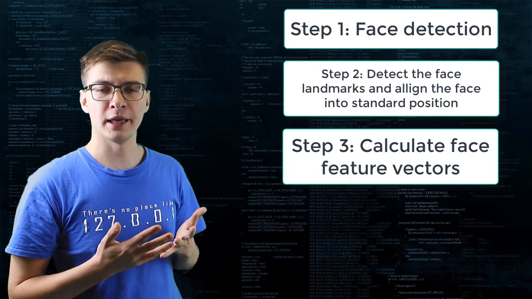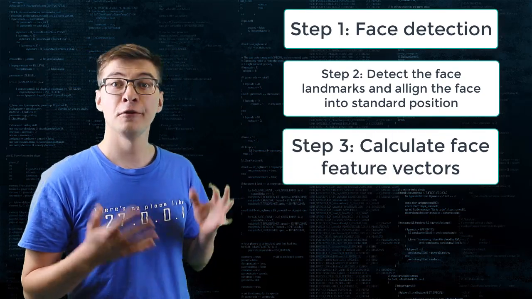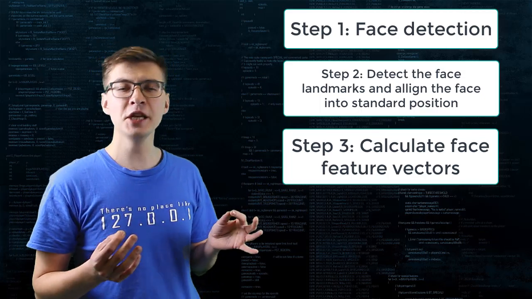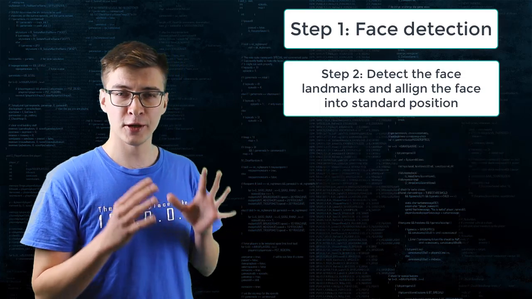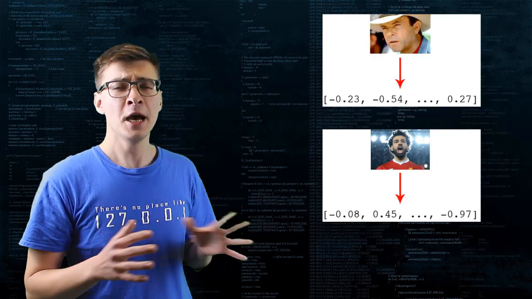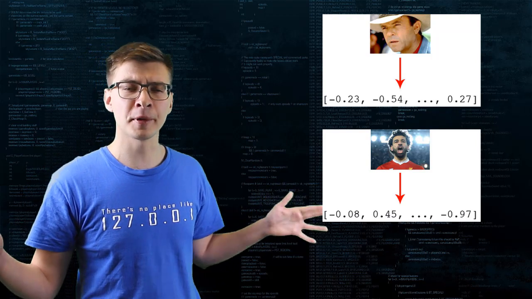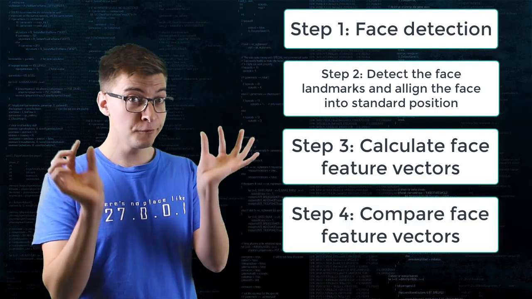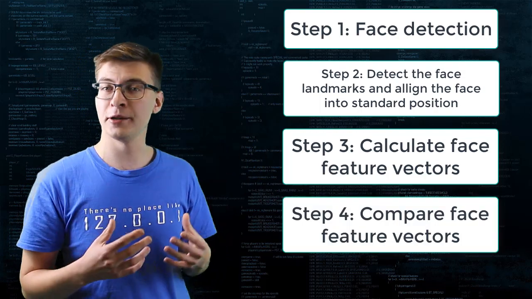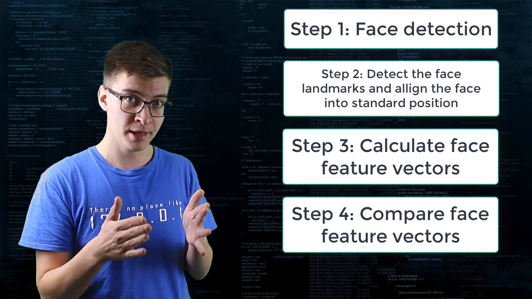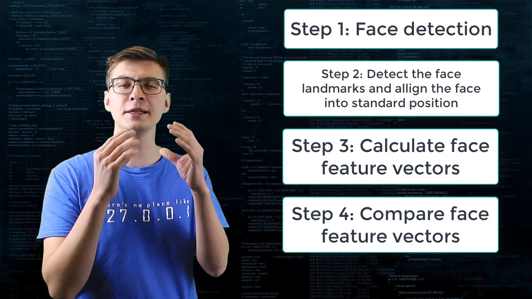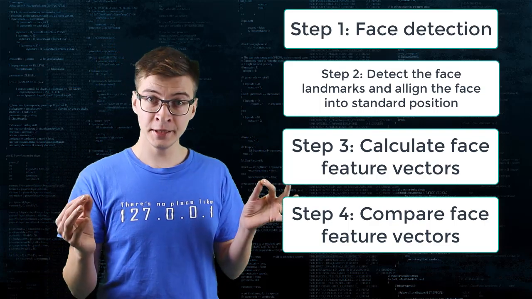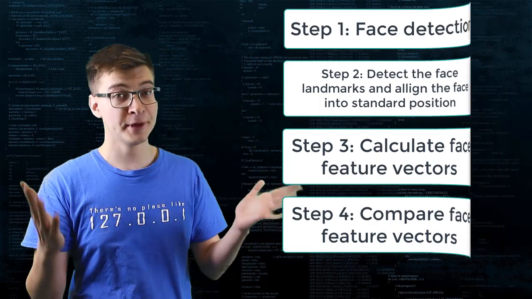Then the third model is used to calculate face feature vectors, which are simplified representations of a person's unique face features. Those are basically a long string of numbers corresponding to that person's face features. Now, if we have two feature vectors, then we can calculate the Euclidean distance between them. And then, if it's sufficiently small, we conclude that this is in fact the same person in two images. It's really that easy.